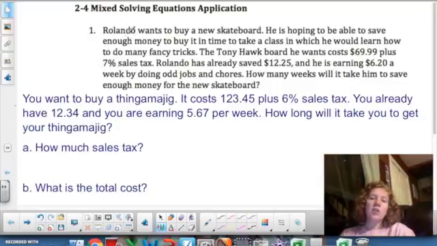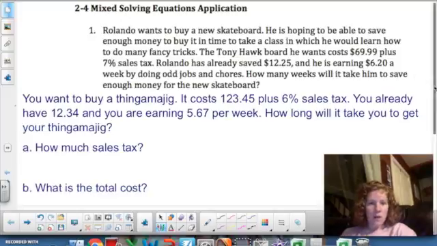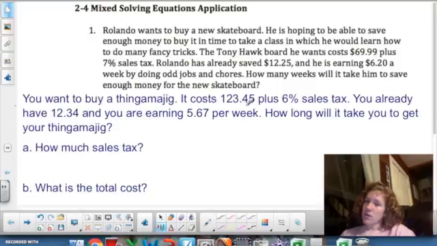So we only gave you 2 examples. I didn't want to do either one of those because I want you guys to try them, so I wrote my own little sort of shell of a problem. So in my problem, you want to buy a thingamajig. It costs $123.45. It's an expensive thingamajig, plus 6% sales tax. You already have $12.34, and you are earning $5.67 per week. How long will it take you to get your thingamajig?